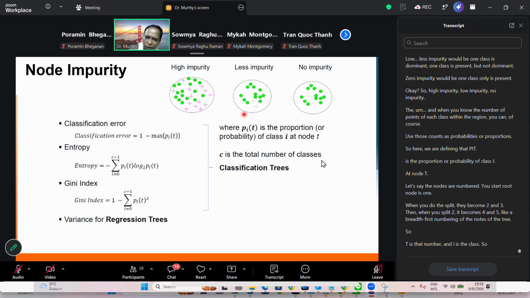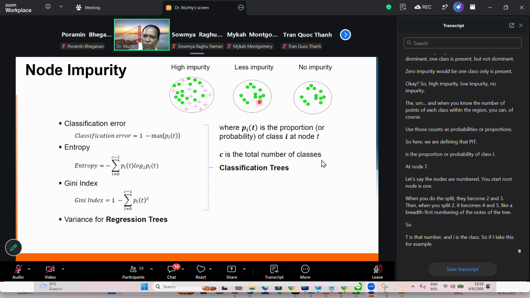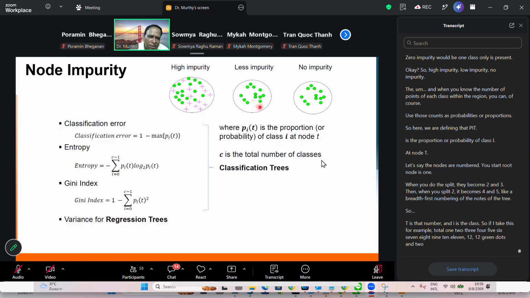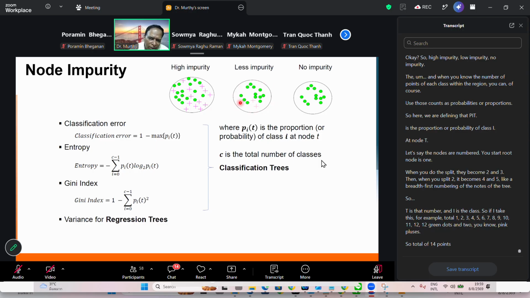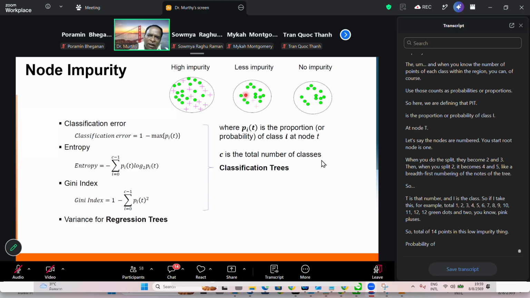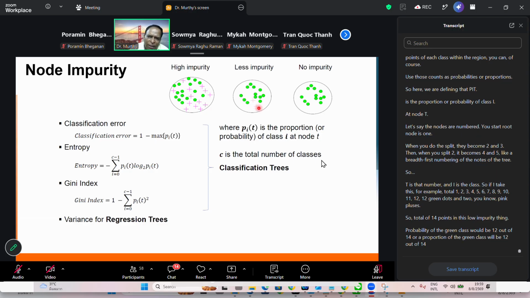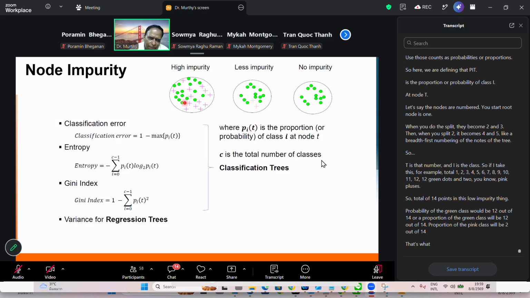So if I take this, for example, total 1, 2, 3, 4, 5, 6, 7, 8, 9, 10, 11, 12 green dots and 2 pink pluses. So a total of 14 points in this low impurity node. Probability of the green class would be 12 out of 14, or the proportion of the green class will be 12 out of 14. Proportion of the pink class will be 2 out of 14. That's what this PIT is.